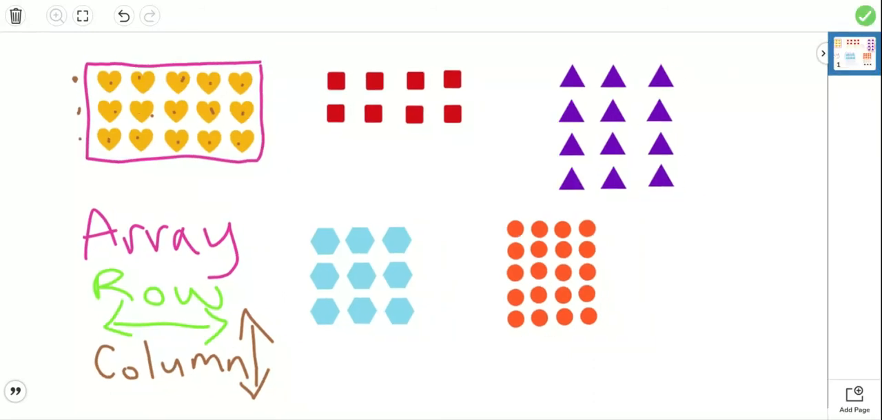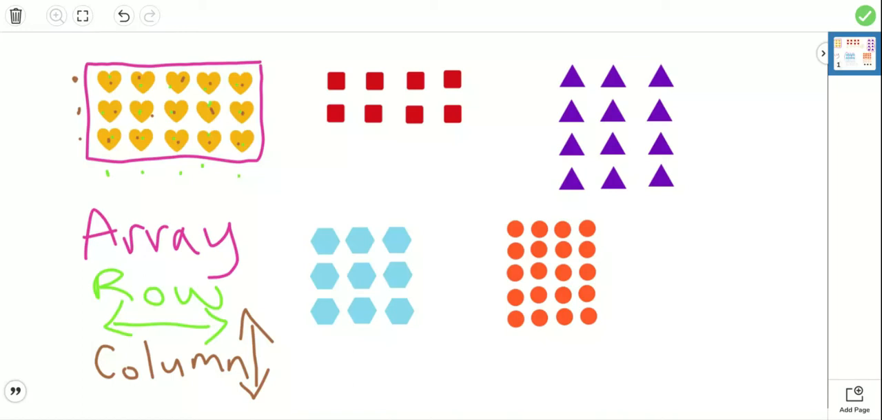But for it to be an array, all of the columns also have to have the same amount. So if I look on this side, this has 3. This one has 3. This one has 3. This one has 3. And this one has 3. So this is an array because it makes a rectangular shape, but the only reason it's able to do that is because the rows are equal and the columns are equal. So today we're going to practice making repeated addition equations, but this time we are going to do it by circling columns and adding up how much is in each column.